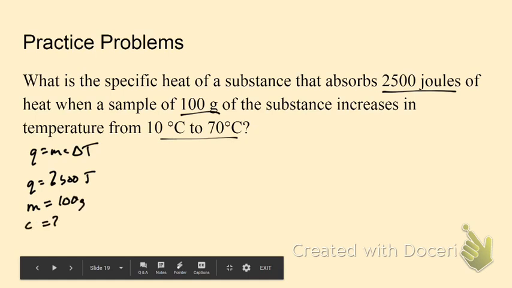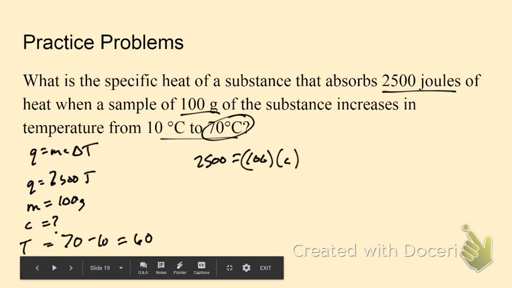We want to figure out the specific heat, and the temperature change is going to be the final 70 minus 10, so that'll give you 60. So you have Q, 2,500, equals the mass, which is 100, times C, which you want to figure out, times delta T, which is 60. So C will equal, I know this is 1 sig fig, but let's at least do 2 sig figs: 0.42, and it's going to be joules per gram times Celsius, right? Okay.